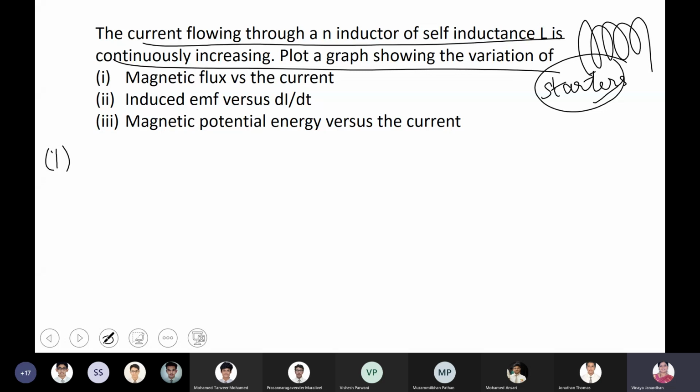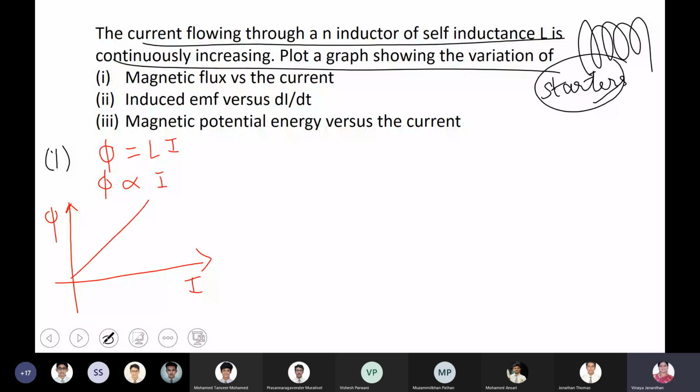Well, now look at this. An inductor coil of self-inductance L, the current flowing through it is continuously increasing. So plot a graph showing the variation of the magnetic flux with the current. This is self-induction, boys. In that case, you know phi is equal to L into I, or phi is proportional to I. So if I plot a graph of flux versus current, it will be a straight line graph. The slope gives you the value of L, right? L is equal to phi by I. So that becomes your slope. So this is the first part.